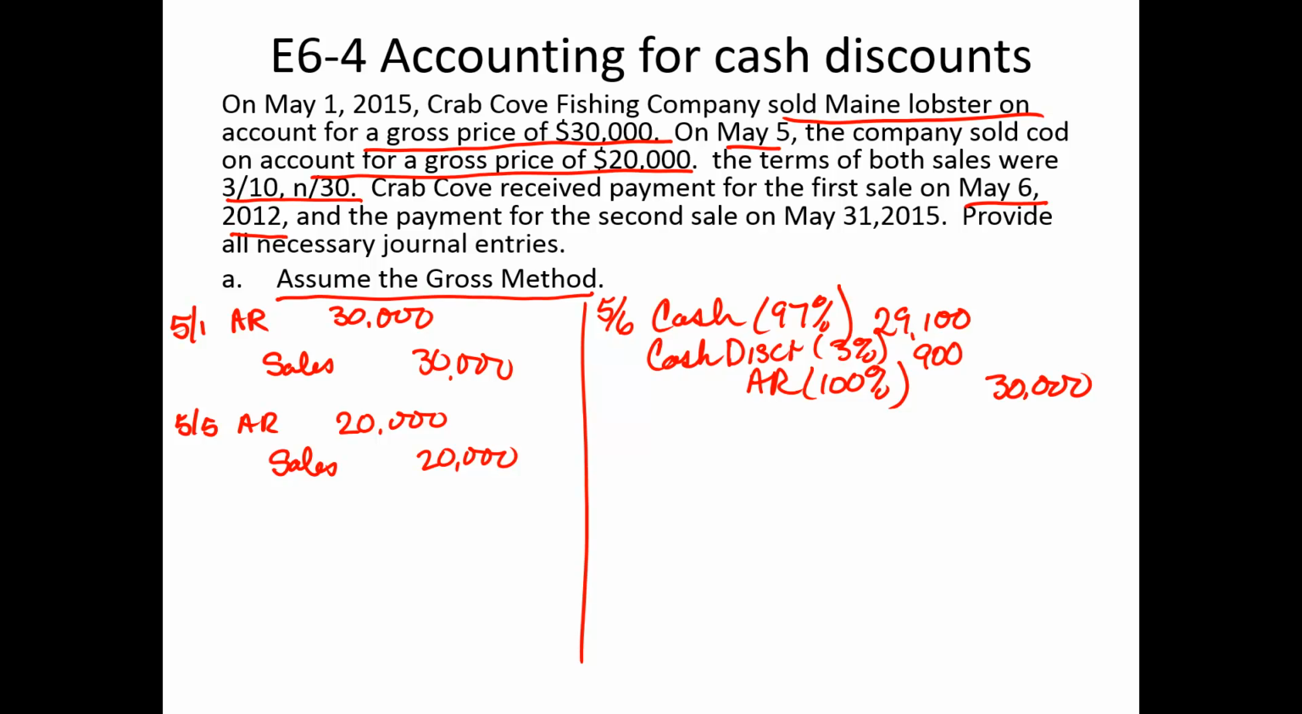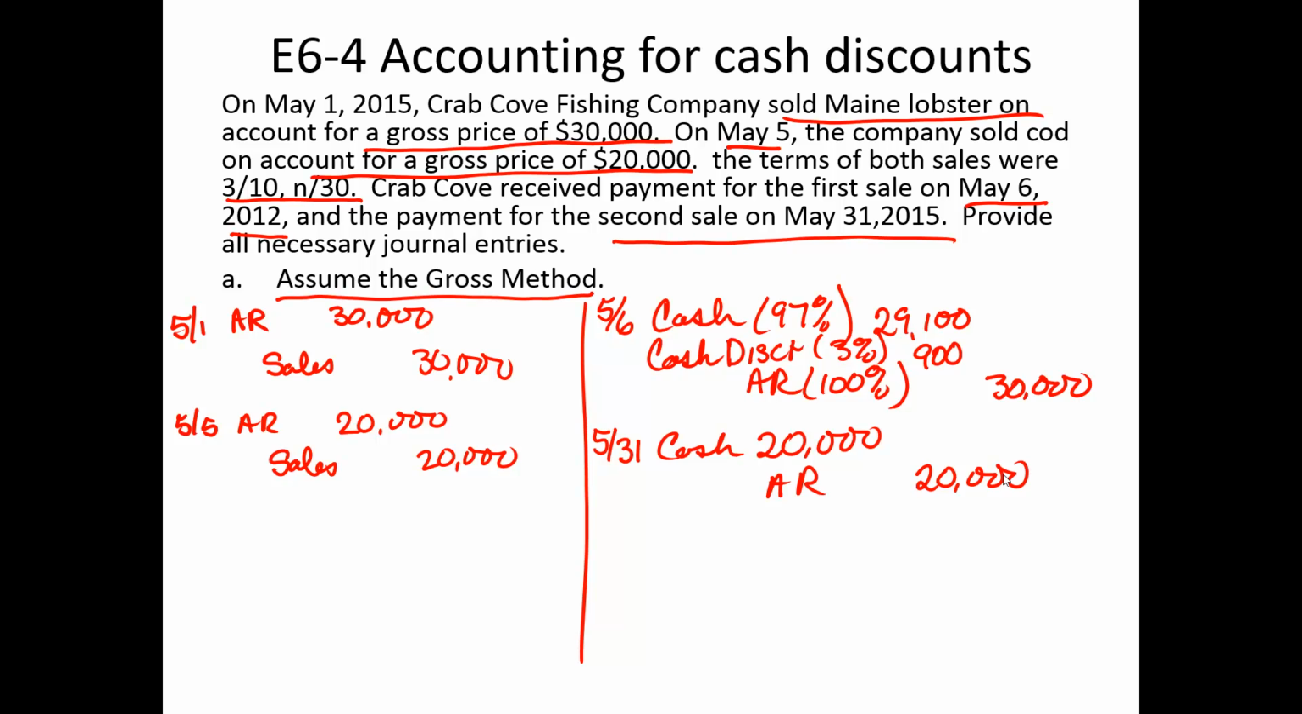As far as the sale that happened on May 5th, notice they didn't pay till May 31st, which is more than 10 days after the invoice. So when they pay on May 31st, they're going to have to pay the full bill, or 100% of $20,000, and credit accounts receivable. So as you can see, under the gross method, we record it gross, and then we take the discount when the customer pays.